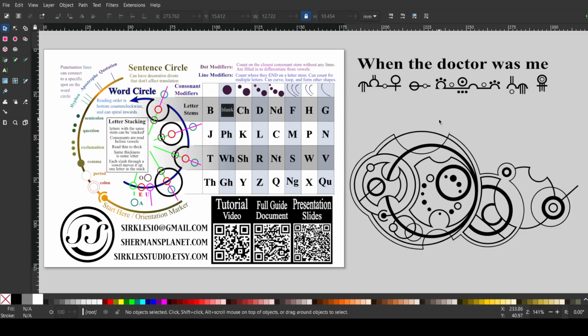Hello and welcome to the transcription explanation of this design. I was done using this script which me and my friend Lauren Sherman have been developing since 2011, and it's the only script to have ever been used on Doctor Who to represent Gallifreyan. And with that being said, let's go ahead and get to how this design says "when the Doctor was me."